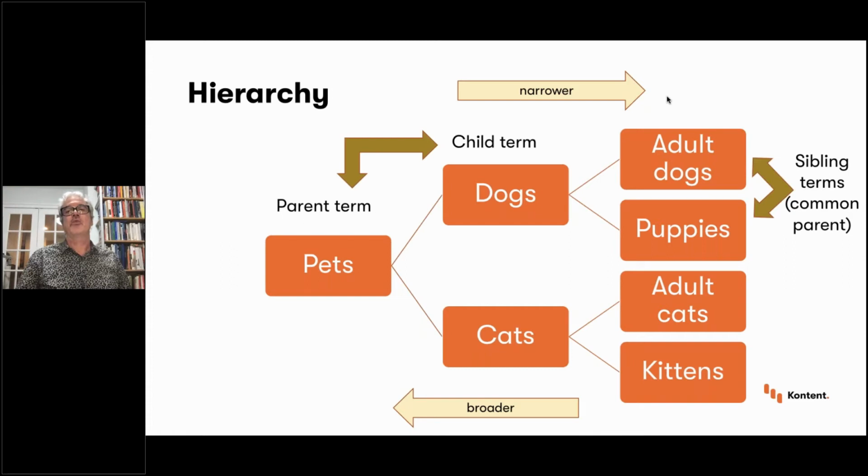Now, we also have the possibility of having 2 terms that are at the same level that have a common parent. And these are referred to as siblings. So in our case here, adult dogs and puppies are siblings. Now, I know in real life, we wouldn't think of adult dogs and puppies as being siblings, but in the world of taxonomy, that's how we would refer to these.